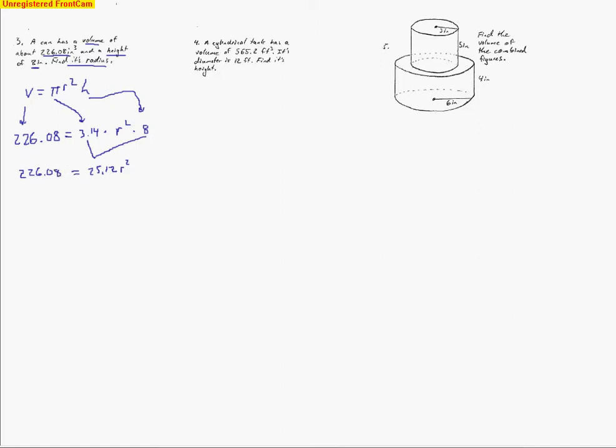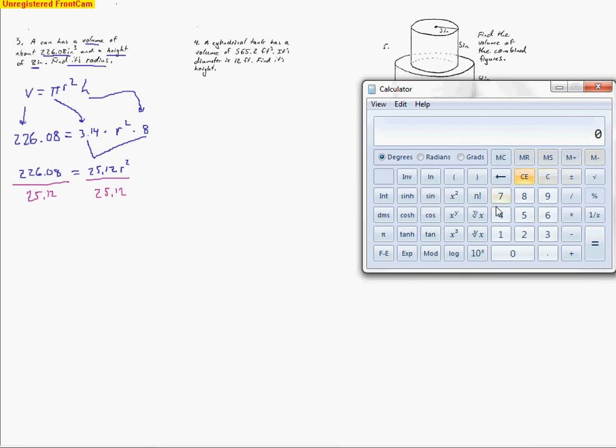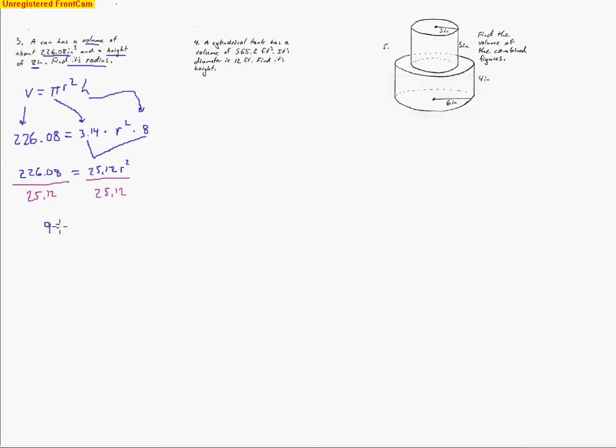Now I'm going to solve for r squared by doing a division problem, using opposite operations. I'm going to divide by the 25 and 12/100ths. Once I do that, I'm ready to punch these numbers into the calculator. 226.08 divided by 25 and 12/100ths equals 9. So 9 equals r squared. But that's not my answer. Remember, that's what the radius squared is. So I still need to take the square root to find out what the radius is. In this case, it is 3 inches.